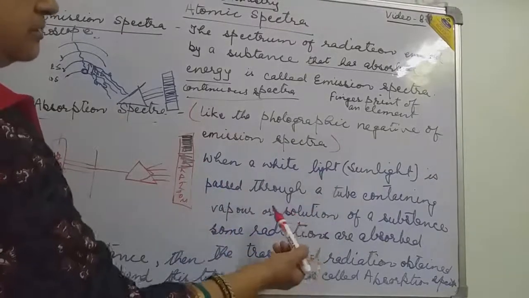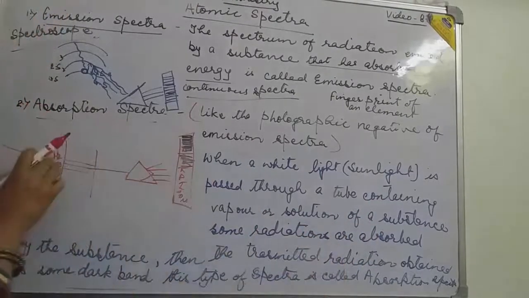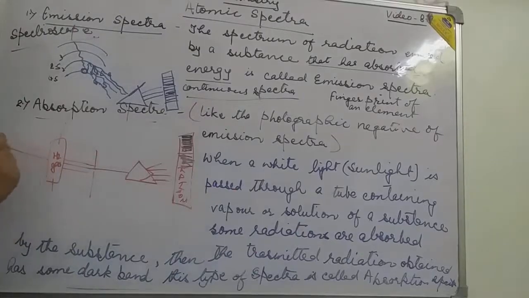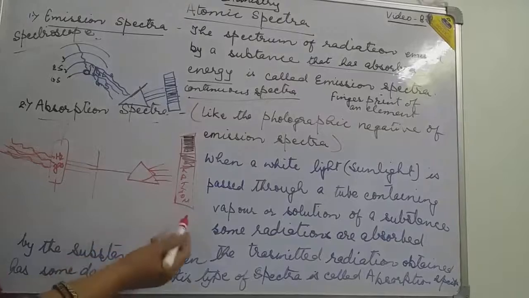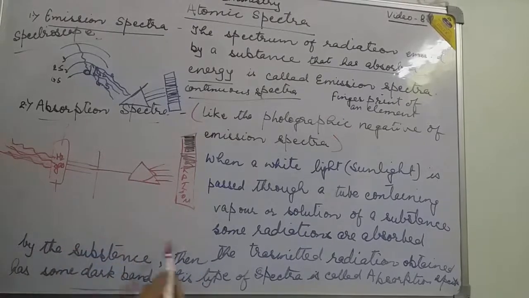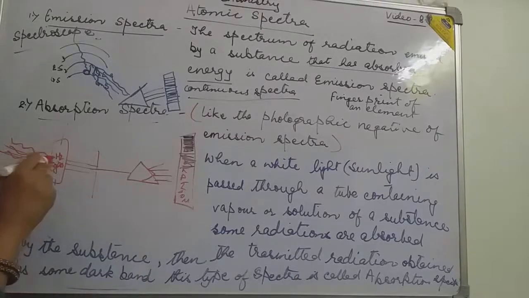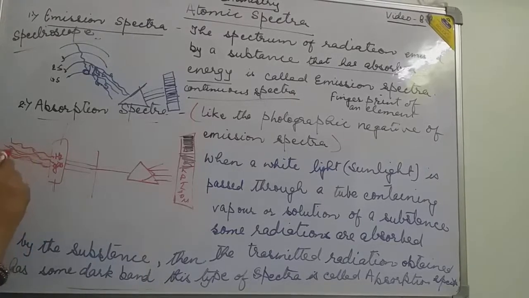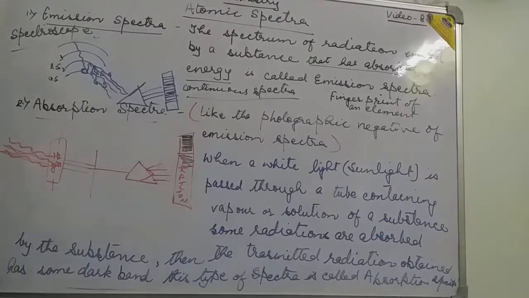When white light is passed through a tube containing vapor or solution of a substance, some radiations are absorbed. These white light radiations are absorbed by the hydrogen gas, and the spectra we find is the spectra of the hydrogen gas. When some radiations are absorbed by the substance, the transmitted radiation obtained has some dark bands due to the absorption of these lights by the hydrogen gas. This type of spectra is called absorption spectra.